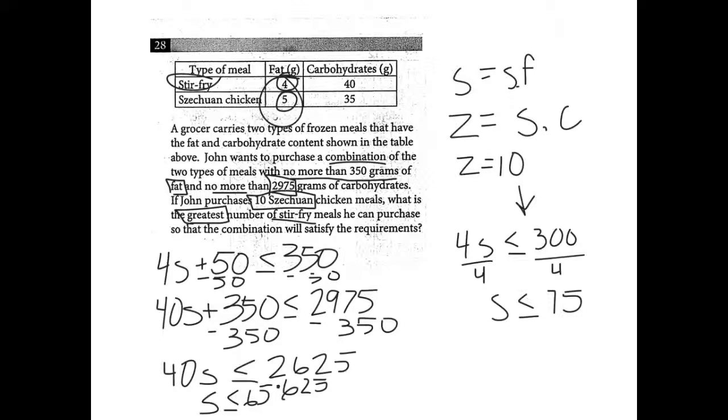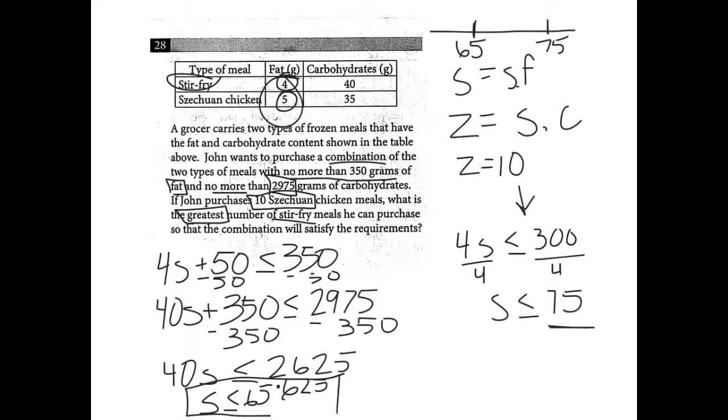But we can only buy whole meals, so here's the logic you need to apply now. If we had a number line and we have 65 here and 75 here, well, if you go over 65 and you go with the 75, then your second equation won't work out. So we need to go with this one.